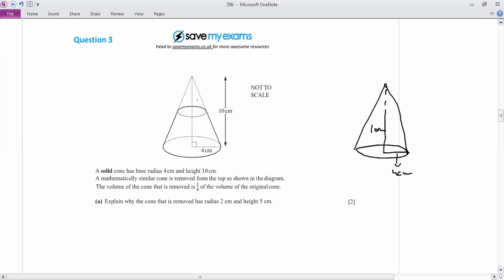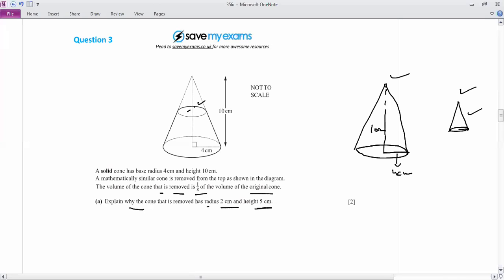Mathematically similar cone is removed from the top. From the top, another cone is removed. You can see, obviously the cone will be like this one. Its radius will be different than this radius. The volume of the cone that is removed is 1 over 8 of the volume of the original cone. So this has 1 over 8 of this volume. Explain why the cone that is removed has a radius 2 centimeter and height 5 centimeter. In other words, you are asked to find the volume, height and radius of this cone.